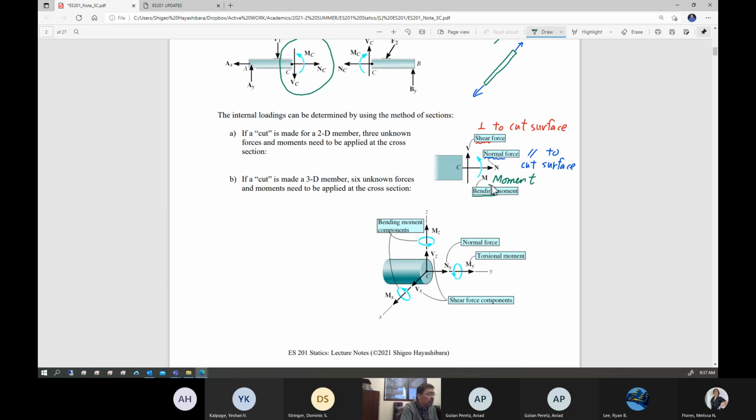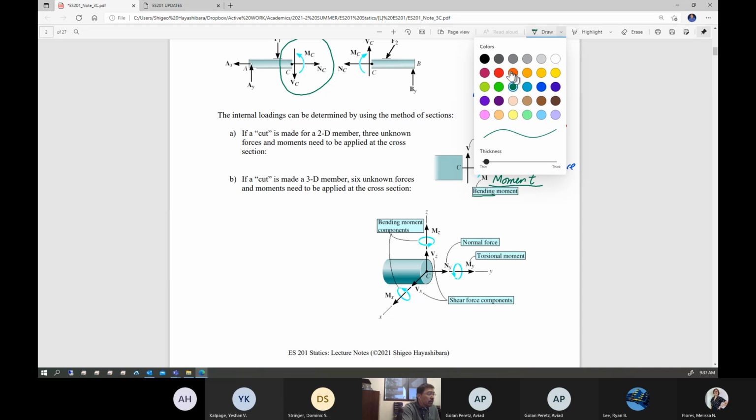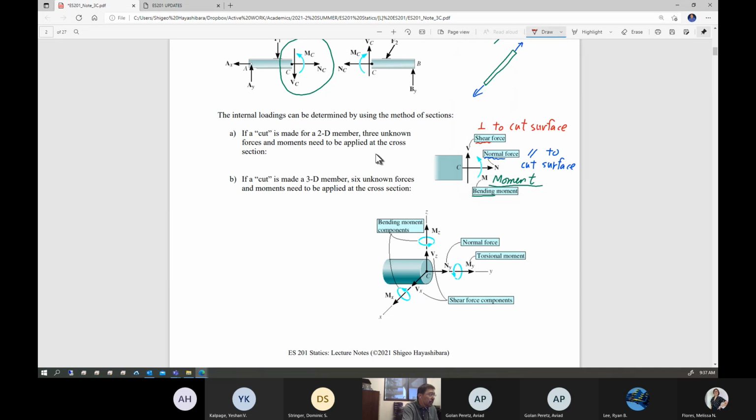Now we have two different kinds of moment. You have to be very careful about that. Just like we are going to have two different kinds of forces, one perpendicular to the cut surface, one parallel to the cut surface, we have two different kinds of moments. Now, let's just take a look at the 3D. So this is 2D, okay? 2D member. Three internal loadings, okay?